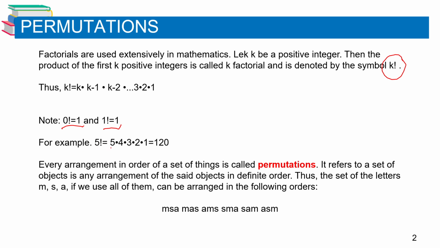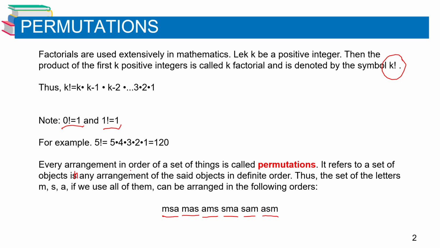For example, 5 factorial is 5 times 4 times 3 times 2 times 1, which is equal to 120. Every arrangement in order of a set of things is called a permutation. It refers to an arrangement of a set of objects in a definite order. Thus, the set of all the letters M, S, A, if you use all of them, can be arranged in the following orders: MSA, MAS, AMS, SMA, SAM, and ASM. This is what we call a permutation.